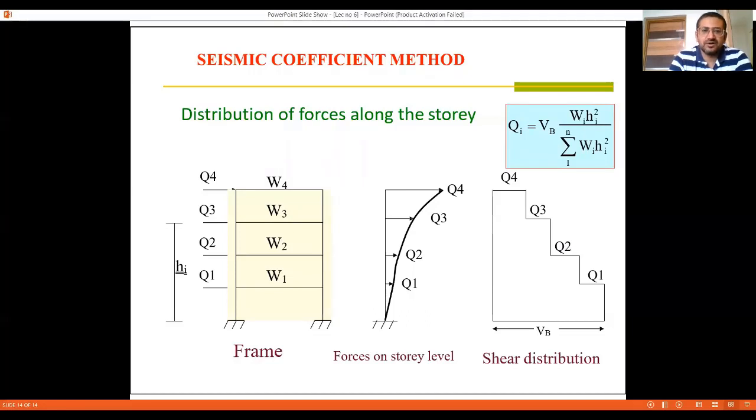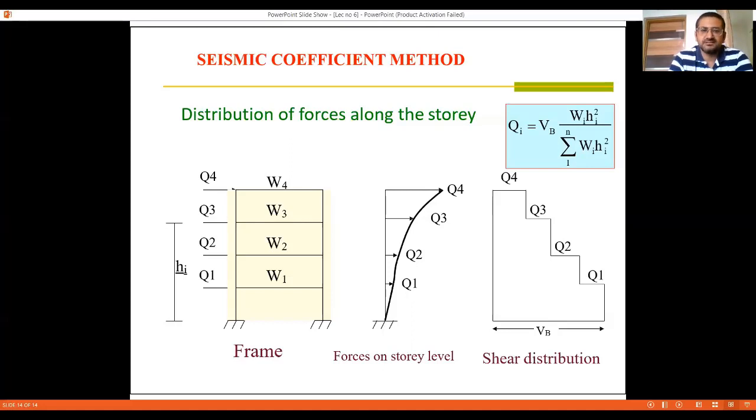So that is all about the seismic coefficient method, or equivalent static method, which is based on static analysis. This particular method that we have seen here is known as part of static analysis. But time is not a component, as we have seen. Only the maximum values are taken into consideration, and based on that maximum value, the stresses are calculated and the forces are applied.